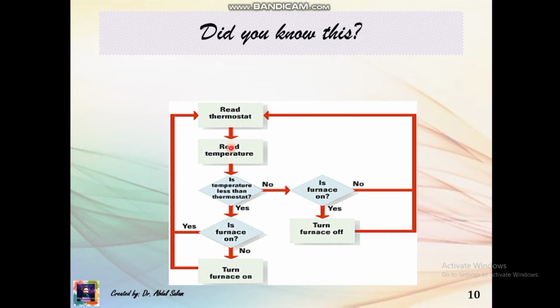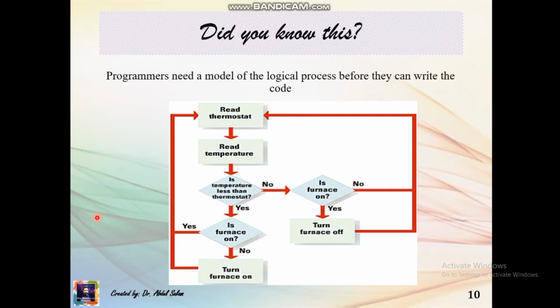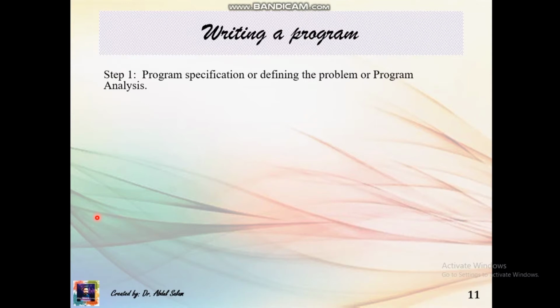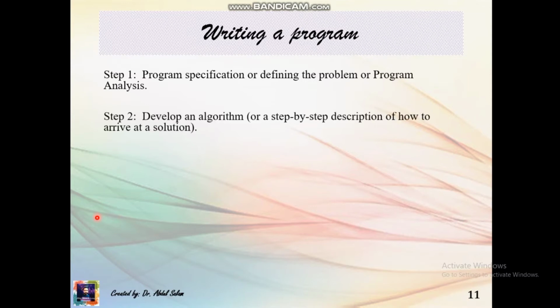Then it will again read the temperature. Is the temperature less than thermostat? It will again check if the furnace is on or off. It's a loop which checks the condition and executes the program. So programmers need a model of a logical process before they can write code. This was a short demo of the logical process before they write code. So to write a program, we use different steps.